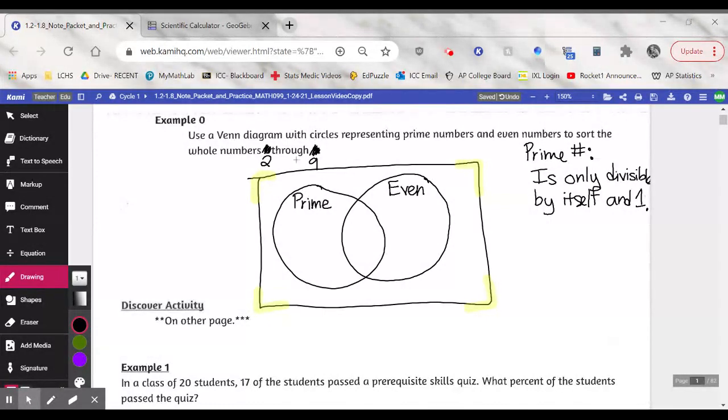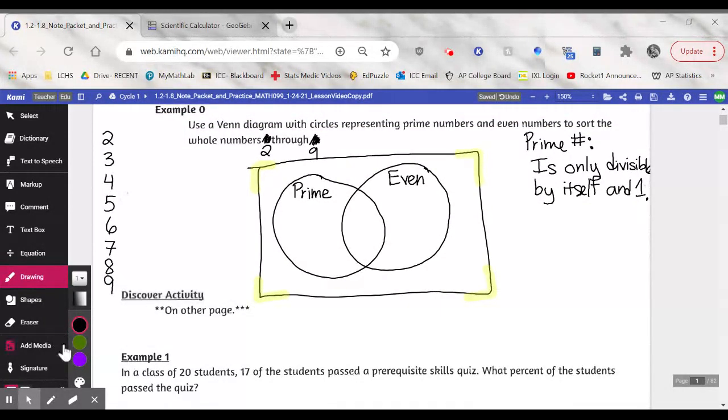What I want to do here is make a list of all of the different numbers that are going to be placed in my Venn diagram. So I'm going to list the numbers 2 through 9. Next, I want to think about whether or not they are prime and also if they are even. Even before we worry about the Venn diagram, let's go through and see which ones are prime and which ones are even.